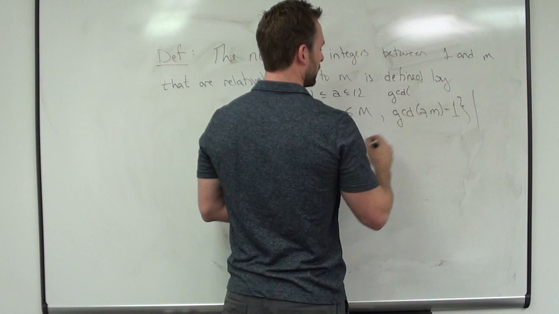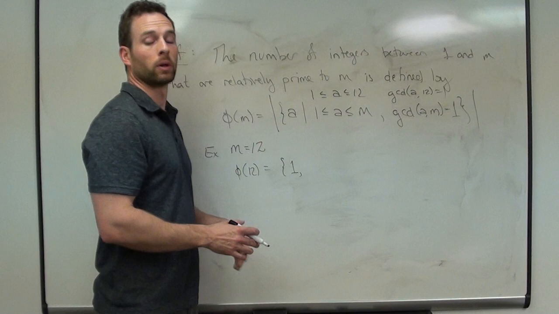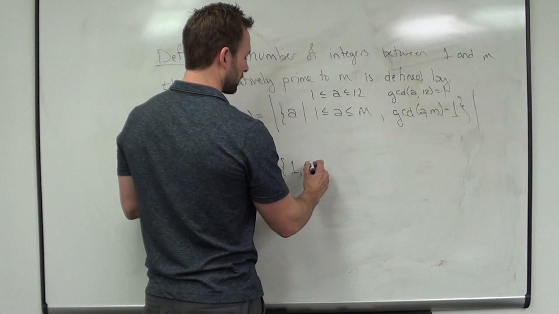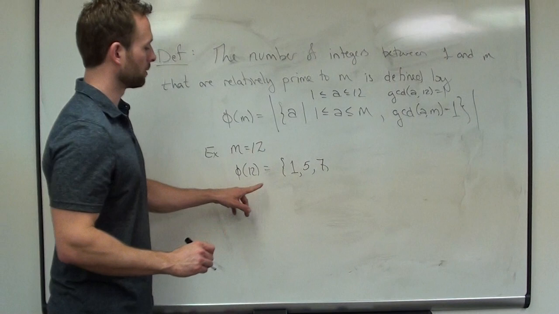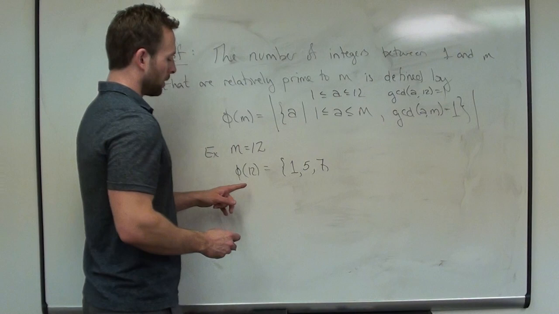All right, so let's just run through the list. We always have 1 there, always. 2 and 12, well, no, 2 shares a common factor with 12, namely 2. Go to 3, no, 3 and 12 have a common factor of 3. 4 doesn't work. 5 does though, right? 5 and 12 are co-prime. 6, no. 7, yes, 7 and 12 are co-prime. 8, no. 9, no, 9 and 12. Remember, we're not saying 9 dividing 12, we're saying do 9 and 12 have a common factor? They do, namely 3, so it's not included in our set. 10, no. 11, yes. 12, no.